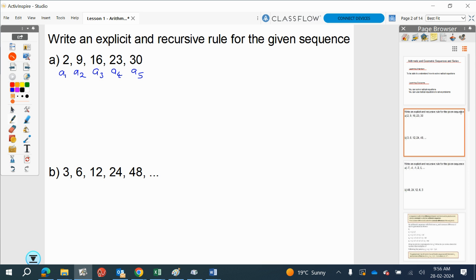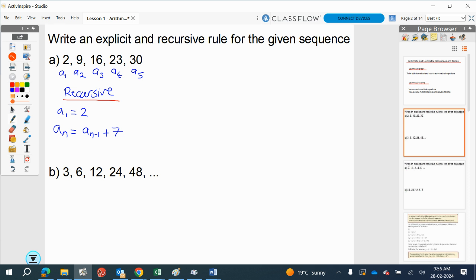So in order to do an explicit one or a recursive one, let's do the recursive one first. A recursive definition needs 2 pieces to it at least. So you need to define what the first term in the sequence is. A1 is equal to 2. Recursively, you then show what the rule is. An, the nth term in the sequence, is given by An minus 1 plus 7.